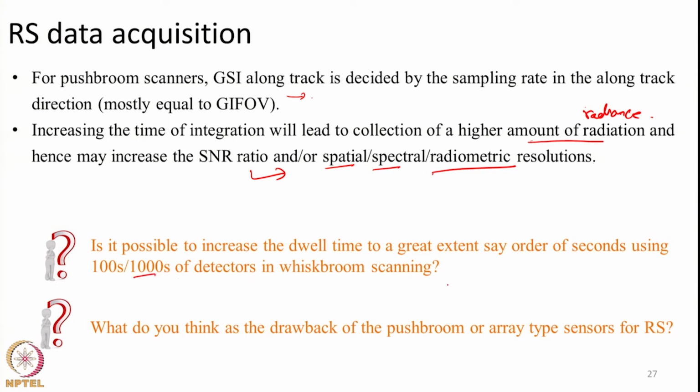I told you when we had 10 detectors, the time increased by 10 folds, from 0.3 microseconds, it became 3 microseconds. Can we put 1000 detectors in the along track and do whisk broom scanning? Is it possible? Please think over and let me know this. Now I am not talking about push broom, I am talking about whisk broom. In whisk broom, is it possible to have say 1000 detectors aligned in along track and do a scanning, which may increase the time by a lot, to seconds? Just think over and let me know.